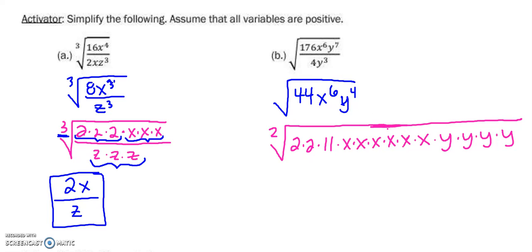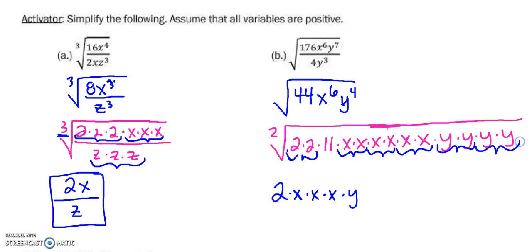And now I'm going to pick out factors in groups of 2. There's a group of 2 2's, so I'll bring a 2 out of the radical. There's a lonely 11, so that guy's going to be left alone. There's a pair of x's. There's another pair of x's. There's another pair of x's. Then I've got a pair of y's and a pair of y's.